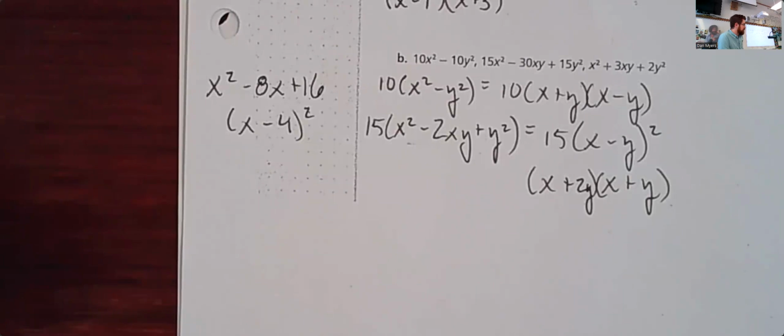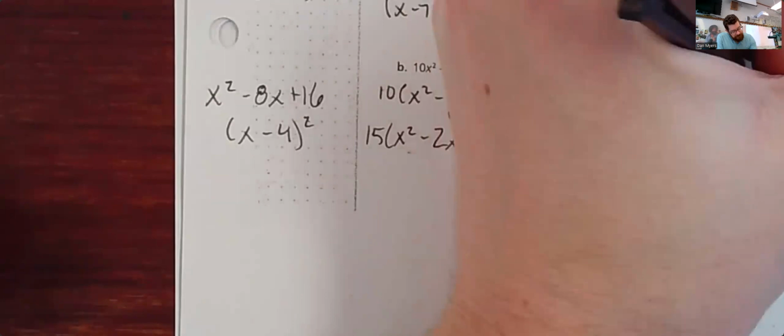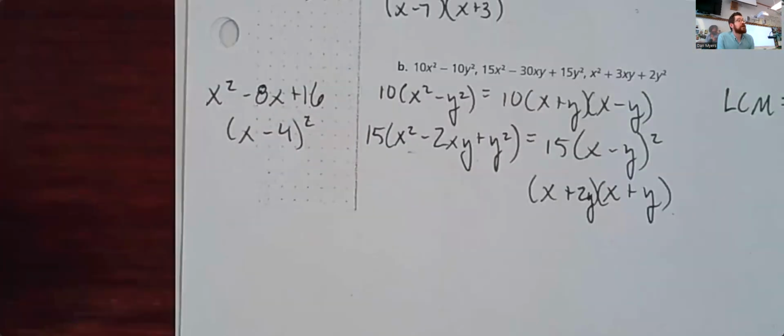That's something that has to happen. What's the least common multiple between 10 and 15? 30. All right, so let's start with that. LCM equals 30. We need 30.